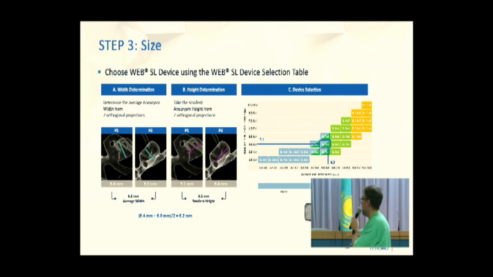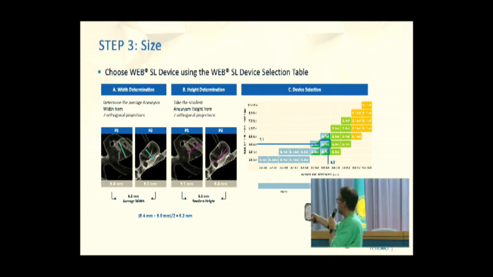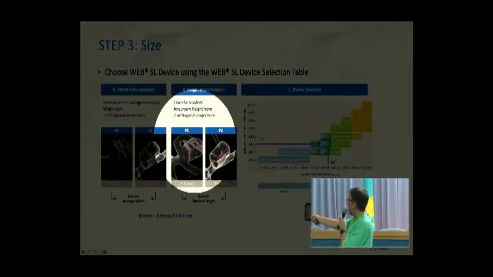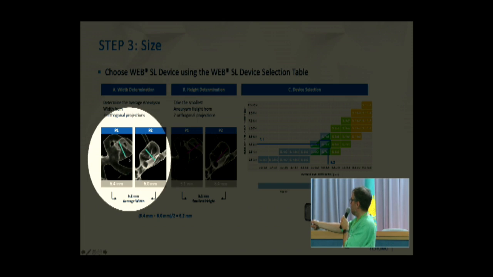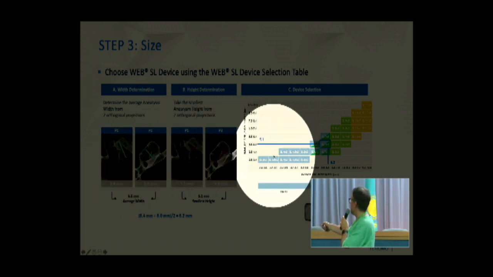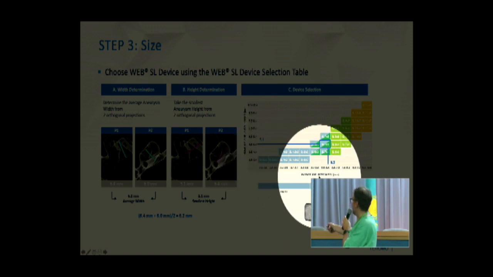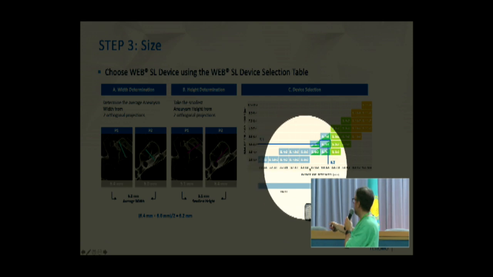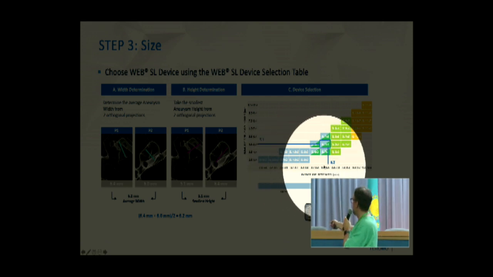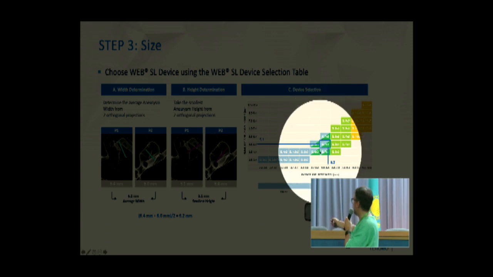So how do you size? What you do is you take, as I said before, and here fortunately the things are okay, you measure the two widths in the two perspectives, and you take the average width. In this case, 6.2. You go to the device selection chart. Here is the average aneurysm width axis, and you go here to the 6.2. So it's going to be one of the 7 webs, web size 7 by something.